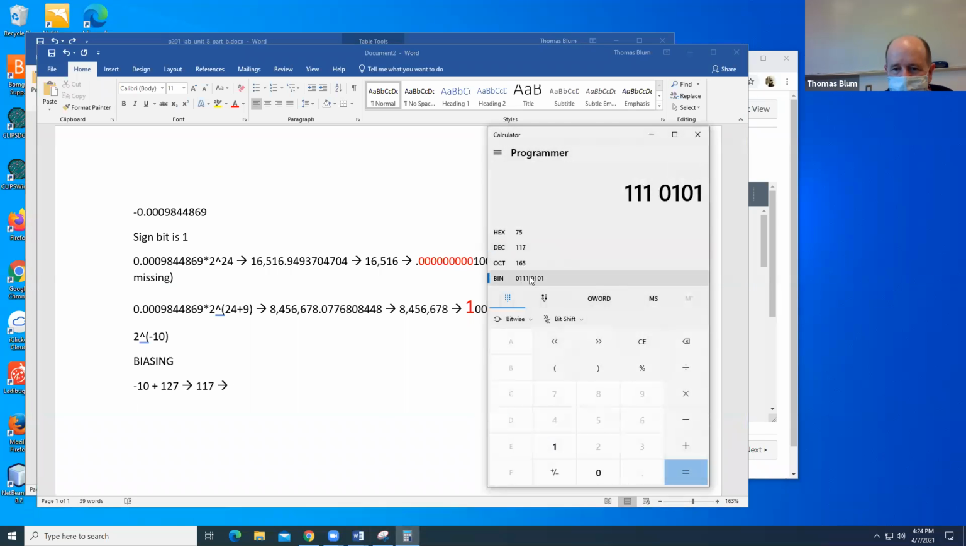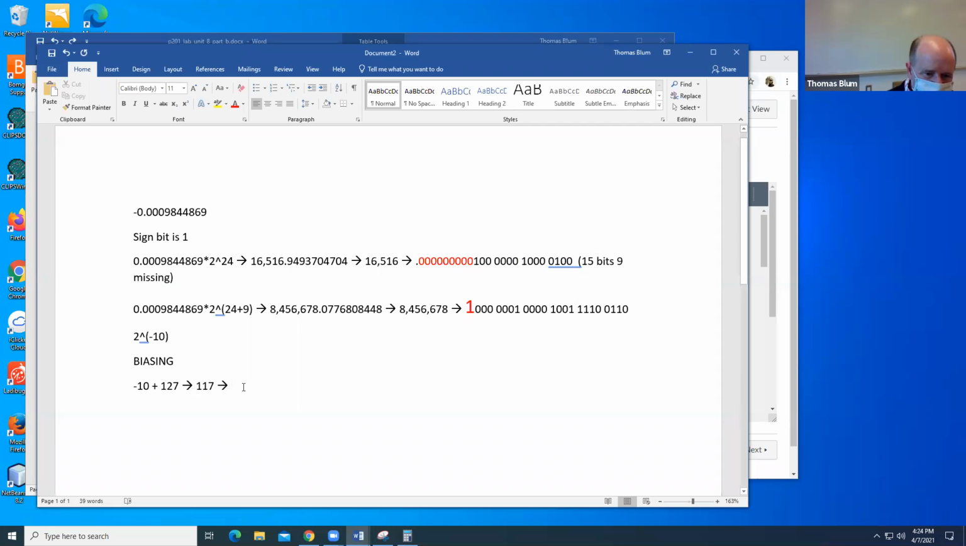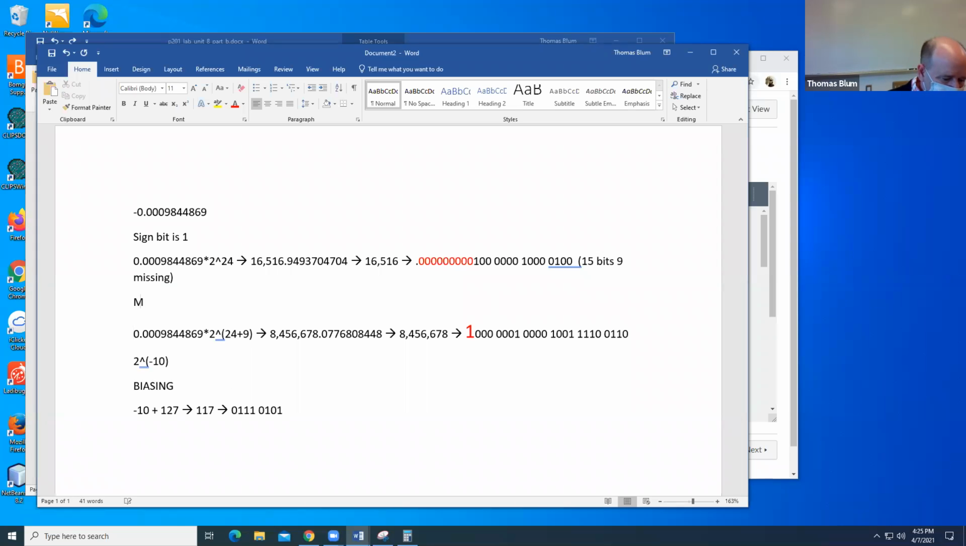And that is here. Okay, there are 8 bits. It didn't show me the first one, but I know it's there. Okay, so that then is the answer. Here is the sign bit, it was a 1 because it was negative. The mantissa is this number without the 1, and this is the exponent.